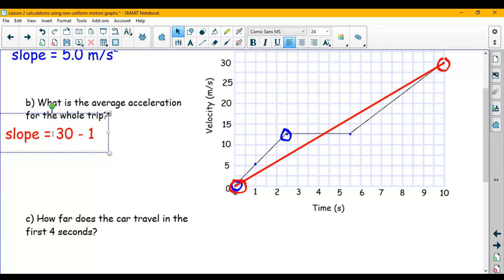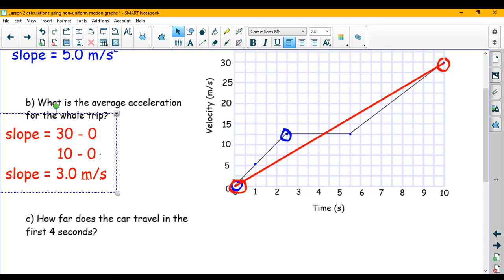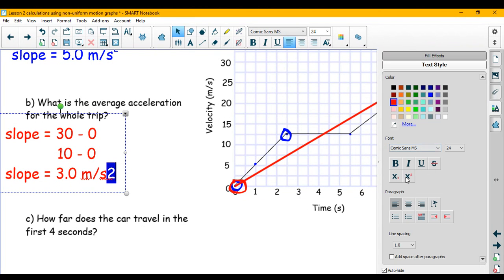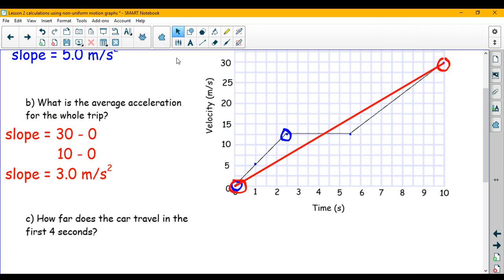So 30 minus 0, and then over, in this case, 10 minus 0. I don't even have to think hard for the math, right? No calculator necessary. I know that is going to be 3. Now I'm going to say that it is 3.0 because I want to maintain my 2 sig figs, and it's meters per second squared, because we are still dealing with acceleration, right? So that is what we need to do. So we're good. Don't forget my line so it makes sense.